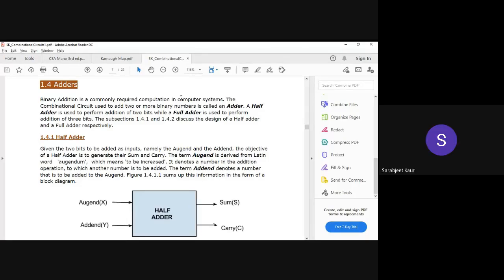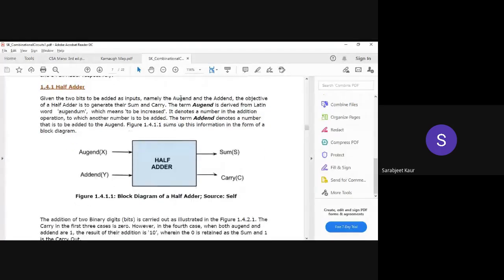So is this clear? I had given the definition. I had discussed what is a half adder and what is a full adder with you. So a half adder is used to add only 2 bits of information, whereas a full adder is used to add 3 bits of information. Let us look more at it now. We are going to be doing this in more detail.